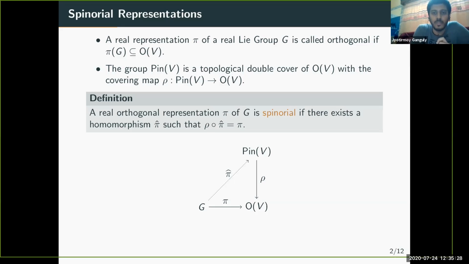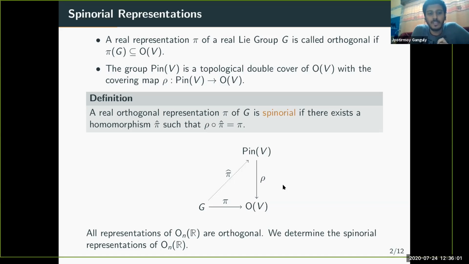Here is the definition of the spinorial representations. You start with an orthogonal representation of the Lie group G, so that the representation lands inside the orthogonal group O(V), and you have this pin group, which is a double cover. The representation pi is called spinorial if there exists a homomorphism pi hat such that this diagram commutes. In fact, all the representations of the orthogonal group are orthogonal, and we determine the spinorial representations of the orthogonal group. Rather, we give some criteria to determine the spinorial representations.